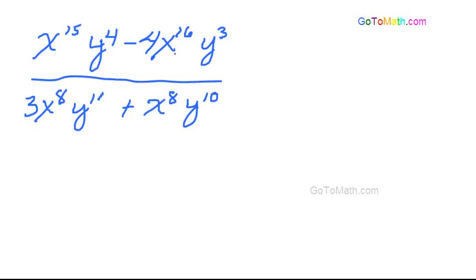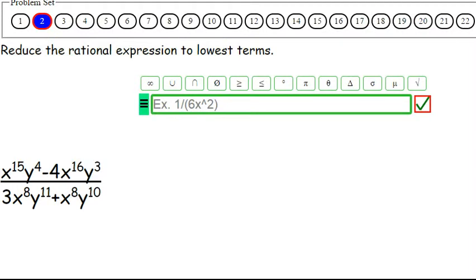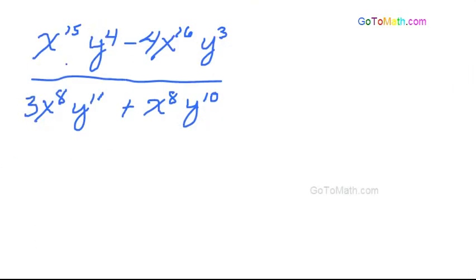Got it. So what are we trying to do here? Reduce the rational expression to lowest terms. Okay. It looks to me like we're going to be pulling out some stuff. We got an x to the 15th, an x to the 16th. So you always pull out the one that has the smallest exponent. So we're going to be pulling out an x to the 15th. We have a y to the 4th and a y to the 3rd. So we're going to pull out a y to the 3rd.